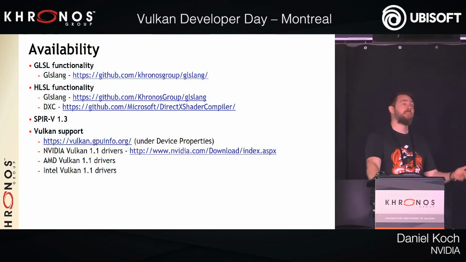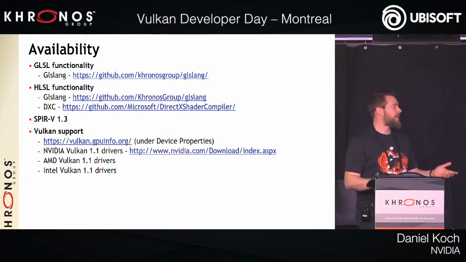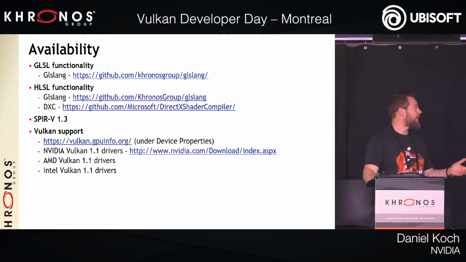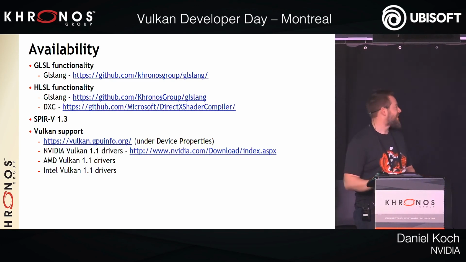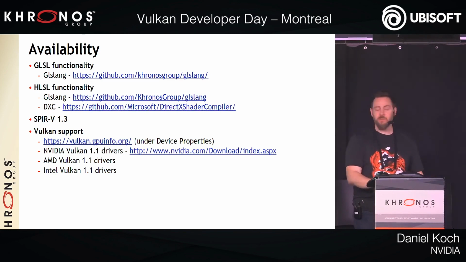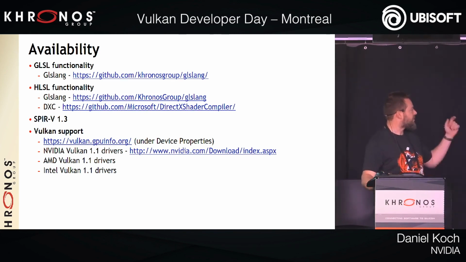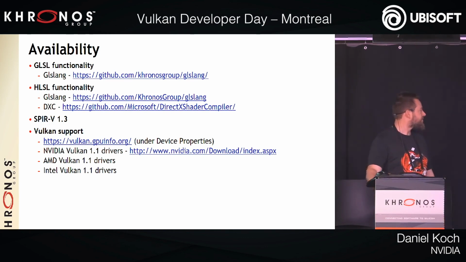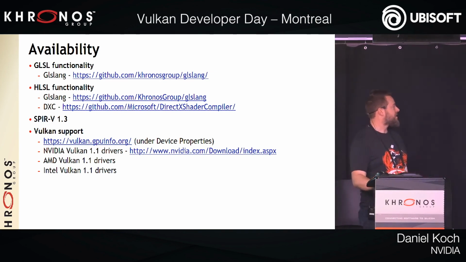Where can you get this? Well, it's implemented in glslang if you're using that for your shaders. You can use glslang with Vulkan 1.1 to compile GLSL shaders. If you like HLSL, which a lot of desktop developers tend to, you can either use the HLSL backend from glslang, or you can use DXC. I believe there's going to be another presentation which will talk more about those. They're supported in SPIR-V 1.3, which is required by Vulkan 1.1. And if you're interested in Vulkan support for your favorite GPUs, you can look under vulkan.gpuinfo.org.